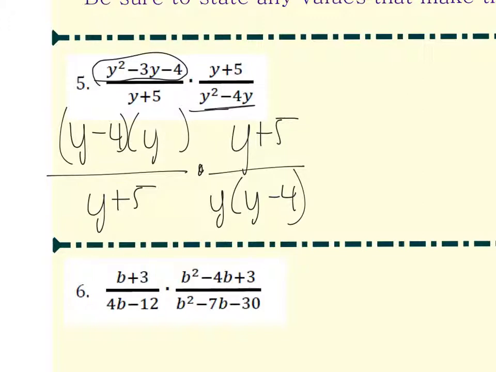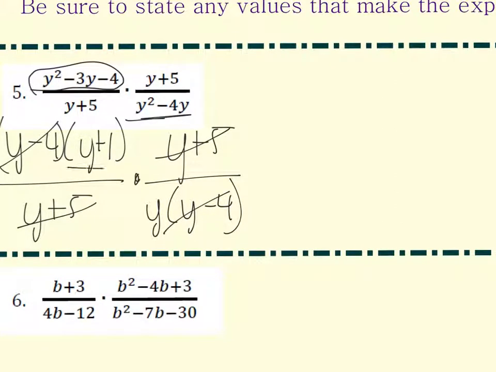So this is going to be y plus 1. You cannot do that. You can only take these things as binomials, or trinomials. You can only take either one thing at a time or binomials. So y plus 5 over y plus 5 cancels out. y minus 4 over y minus 4 cancels out. What I'm left with is y plus 1 over y.